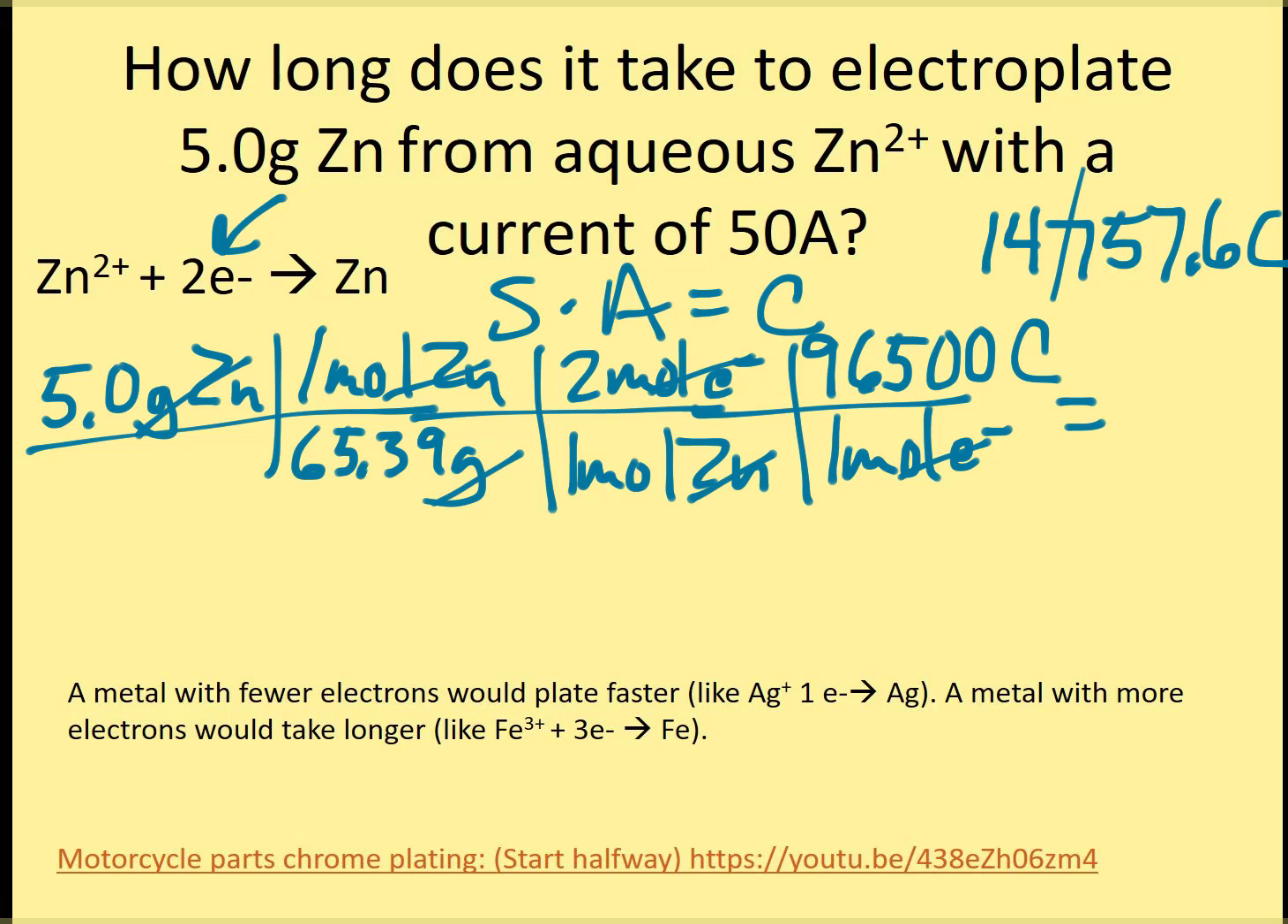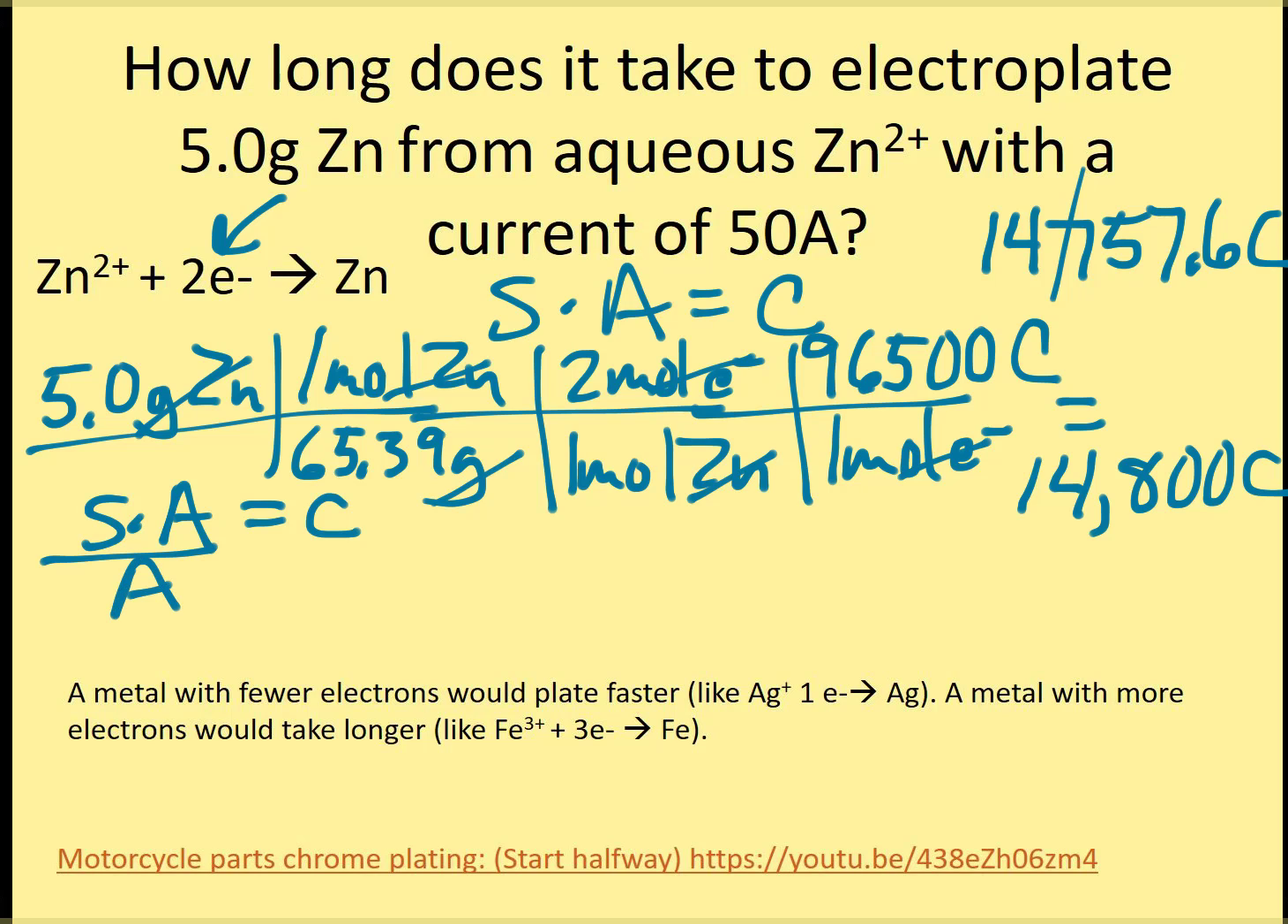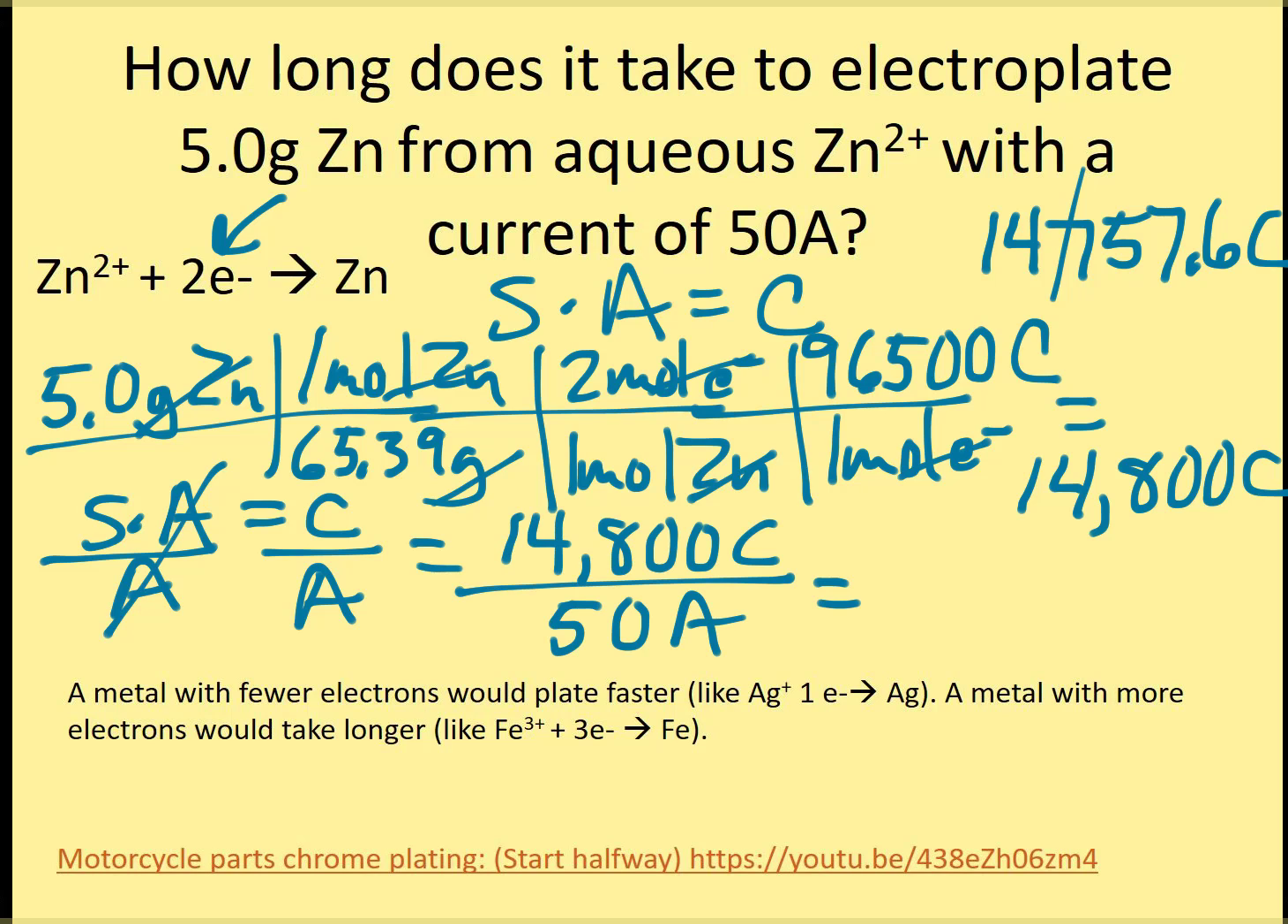So we can probably round that to about 15. Let's carry an extra digit. So let's do 14,800 coulombs. So then I'm going to put this into my formula, sexy amps are cool. And I'm going to solve for the seconds. So I'm going to divide each side by the amps. So I'll put this coulombs on top and I get 296 seconds.